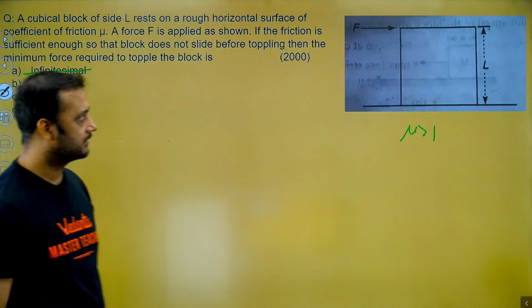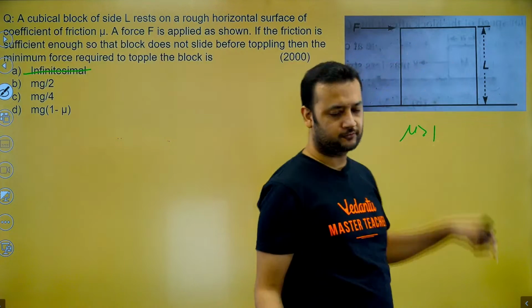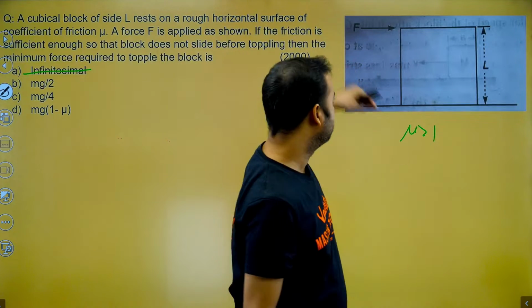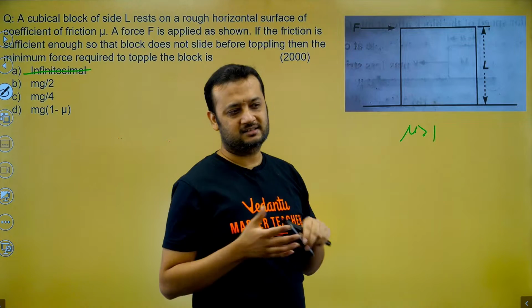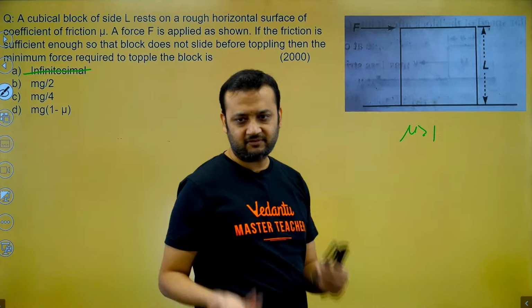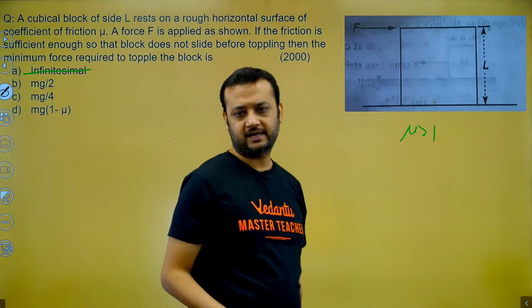How can force be negative here? You are applying a force, so of course your answer cannot be negative. It will have some value. It is asking what is the minimum force that is required to topple the block. So it will have some value, right? I hope you're understanding this.